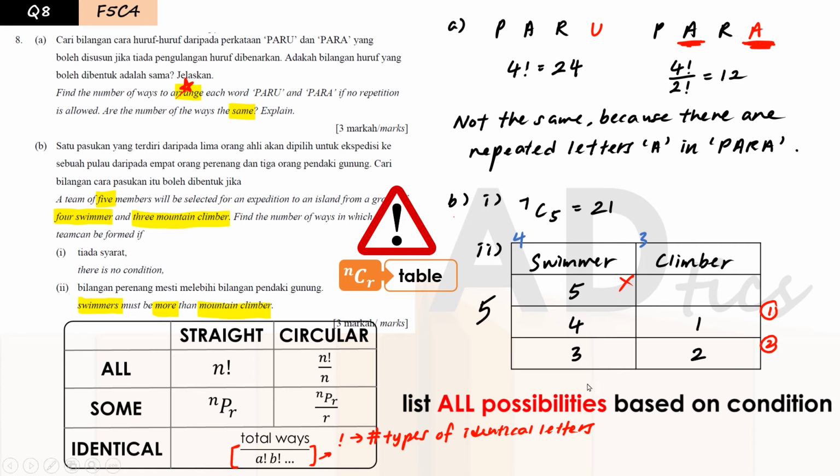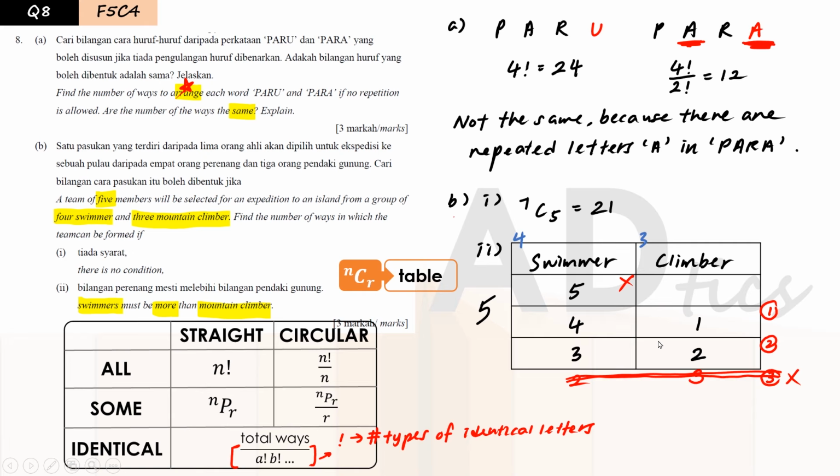So let's further reduce the swimmers. Let's say we go to 2. So that means the number of climbers would be 3, right? So this can be our third possibility, but are the number of swimmers more than the climbers? Based on the condition here, the answer is no. So this one cannot be our possibility also. Alright, so in total we have 2 possibilities only. Based on these 2 possibilities, let's figure out the number of ways.